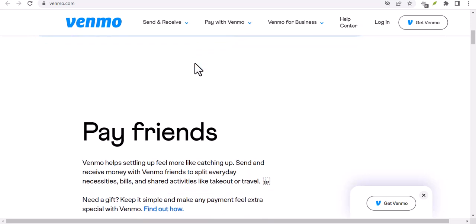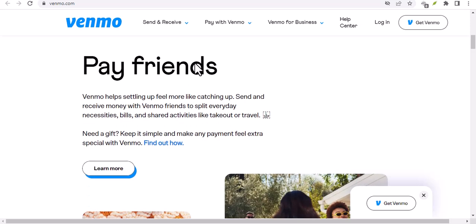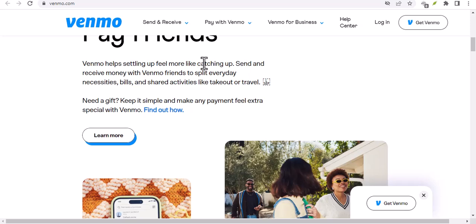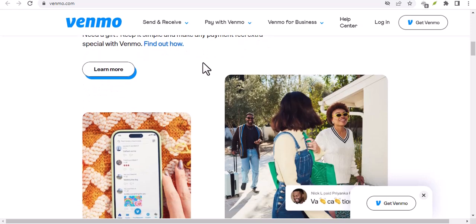In-person payments. You can use Venmo to pay for things in person by scanning the other person's QR code or by entering their phone number or email address. Online payments. You can use Venmo to pay for things online by entering the recipient's email address or phone number. Bill payments. You can use Venmo to pay your bills by linking your bank account or credit card to your Venmo account. Charity donations. You can use Venmo to donate to charity. Cash withdrawals. You can use Venmo to withdraw cash from ATMs.